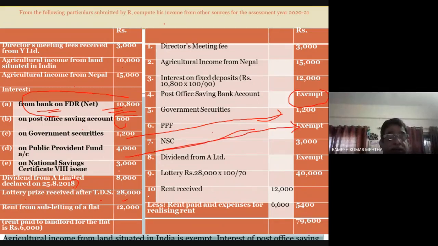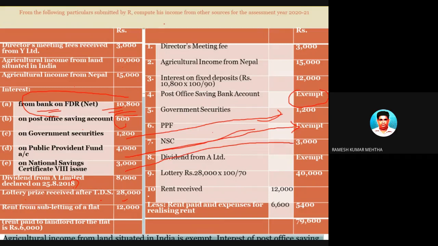PPF interest. Interest on national savings certificate, 8th issue, is 3,000 rupees. This is also fully taxable. So you have to remember the rules. This particular subject is primarily rules and rules only. There is nothing apart from that.